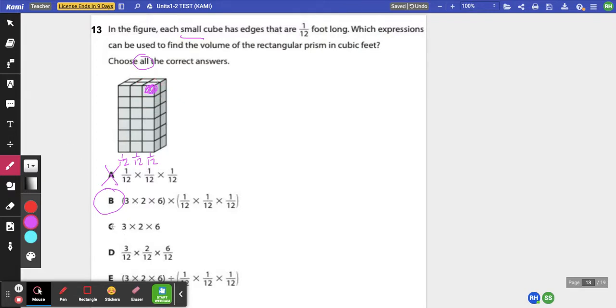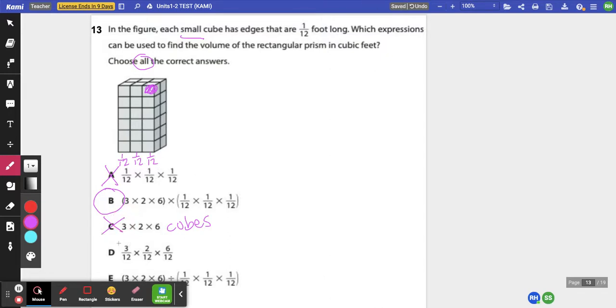Part C is similar, but if I just do 3 times 2 times 6, that only tells me how many cubes there are and not the actual volume of each small cube and then the volume total. So part C does not work.